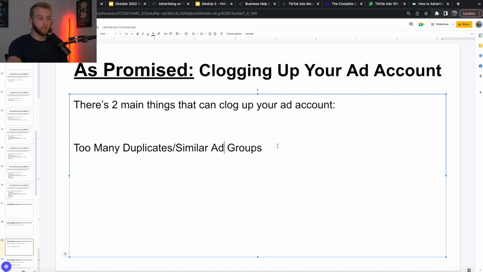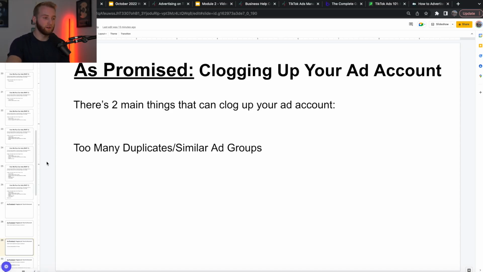Number one, too many duplicates and similar ad groups. Unlike Facebook, where if something's working, you duplicate it 10 times and let 10 more of them run, that's going to cause some problems for your TikTok account.